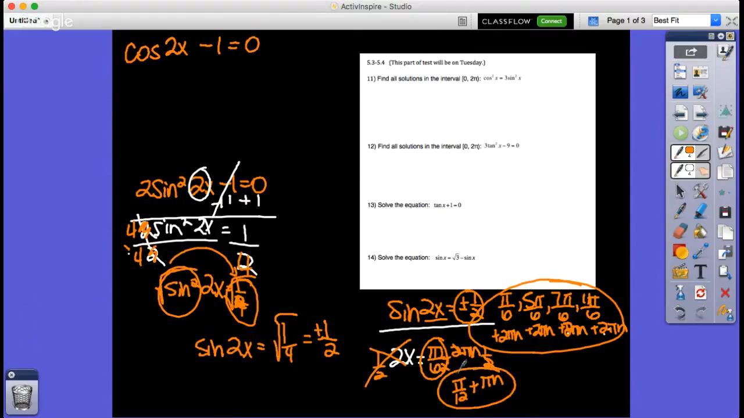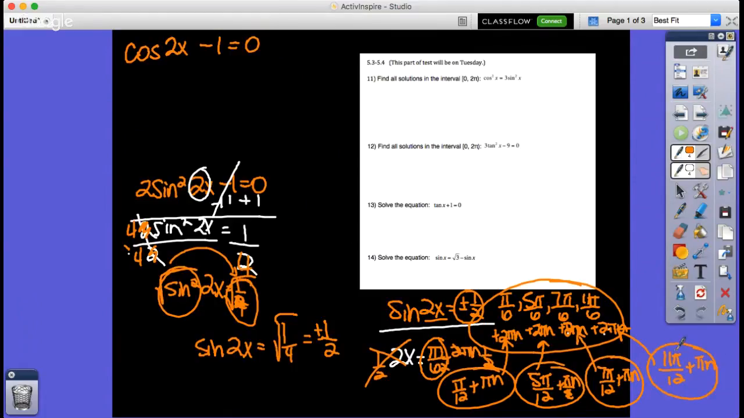Now, you could keep going through that. This is, again, the modified answer. But if I did this modified answer, the same thing holds true. I'm multiplying by 1/2 and 1/2 to get 5 pi over 12 plus pi n. Answer 2. Answer 3, 7 pi over 12 plus pi n. Answer 4, so it'd be 11 pi over 12 plus pi n. Again, that would be number 4.